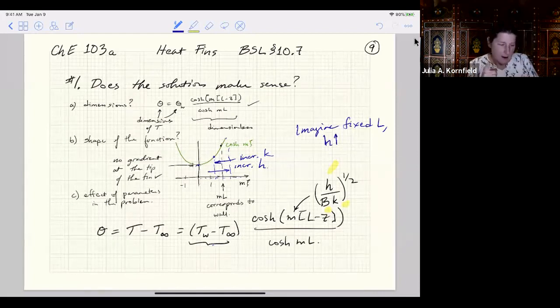Okay, so now we've checked the dimensions, we've checked the shape, we've checked the way the parameters of the problem enter, and we feel good about this solution. So now we want to use it for something.